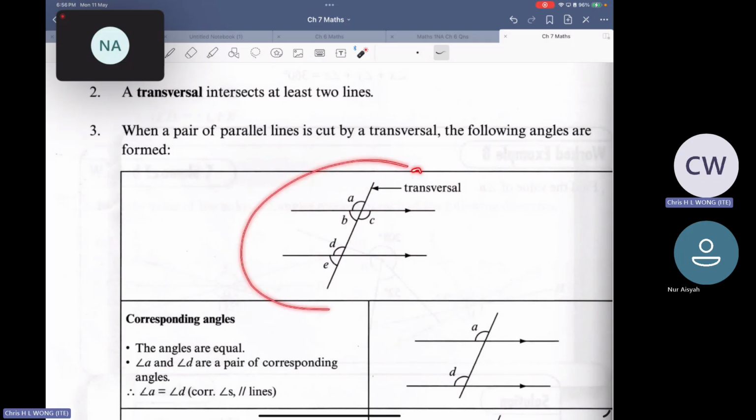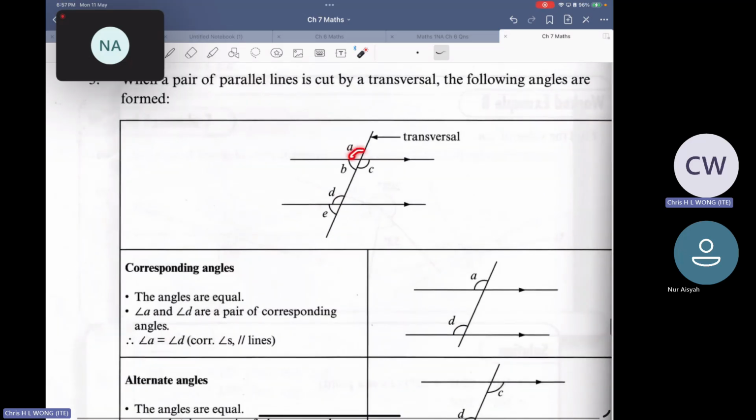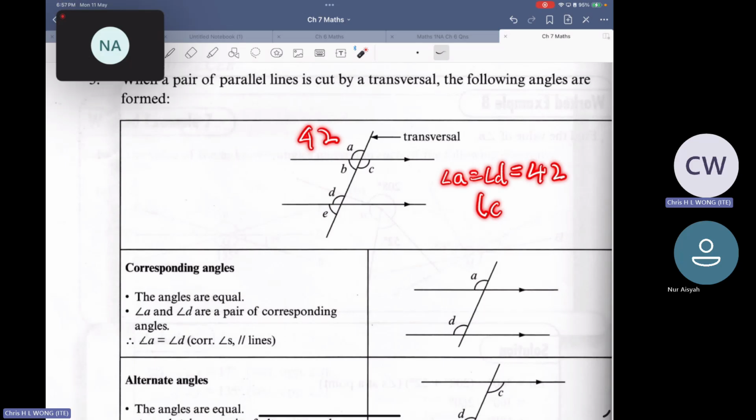The moment I do this, I can have many angles inside there. You must know these. Number one, I have two parallel lines here. Now, this angle here and this angle here, they are equal. That makes sense, right? So if this is 42 degree, if A is 42 degree, D must also be 42 degree. What is the reason? You must tell them angle A equals angle D equals 42. The reason is corresponding angle. You must give them the reason.